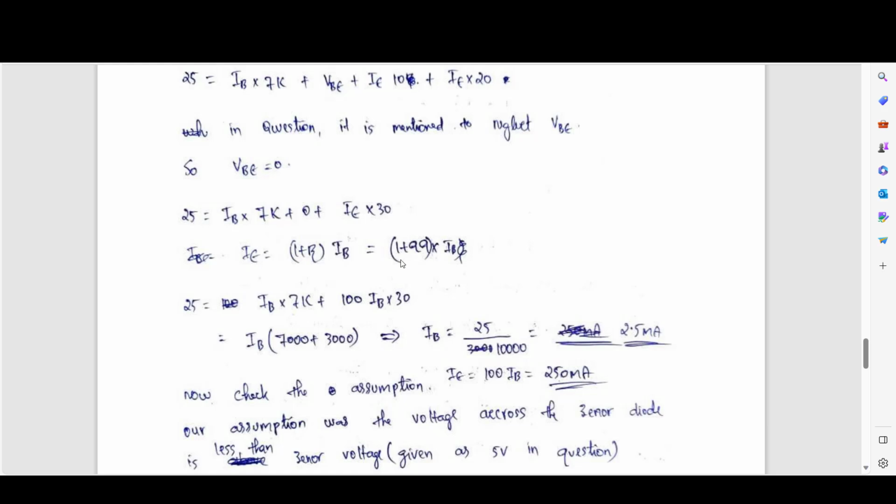Now since it is operating in the saturation region, IE equal to IB into 1 plus beta. This is a fundamental equation that we always have to keep in mind whenever we are solving questions from analog circuits or from BJTs, bipolar junction transistors. Whenever we are approaching a question, you have to keep some fundamental equations, and this is one of them. IE equal to 1 plus beta into IB. So IE equal to 1 plus 99 into IB, that is 100 IB. So we will substitute here, and we will get IB equal to 25 by 10,000, that is 2.5 milliampere.